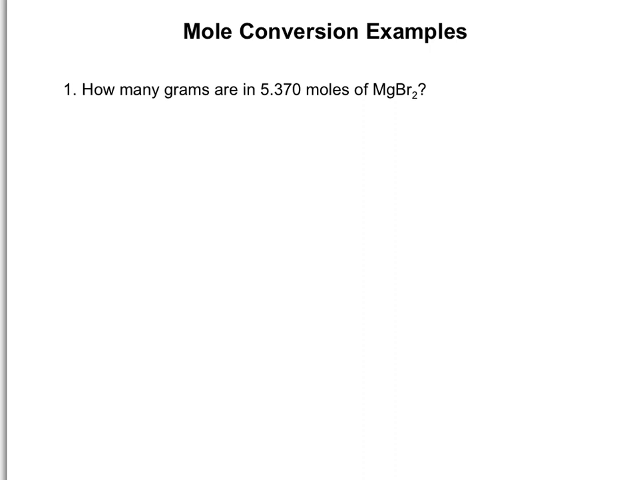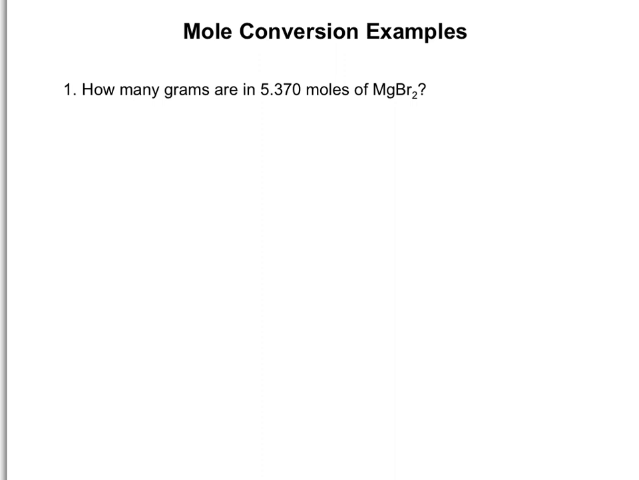So I'll start with a moles to grams, grams to moles problem, and then work with Avogadro's number in atoms or molecules to moles and vice versa. And then I'll show you one where you can go all the way from grams to molecules or molecules to grams. So this first one, we are asked how many grams are in 5.370 moles of magnesium bromide.